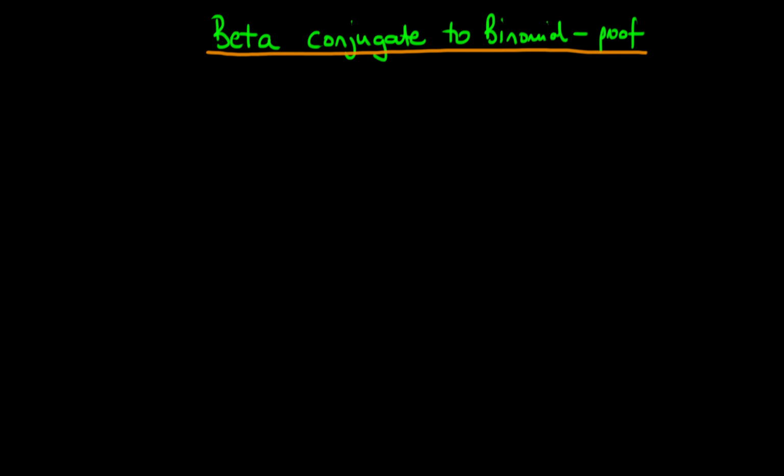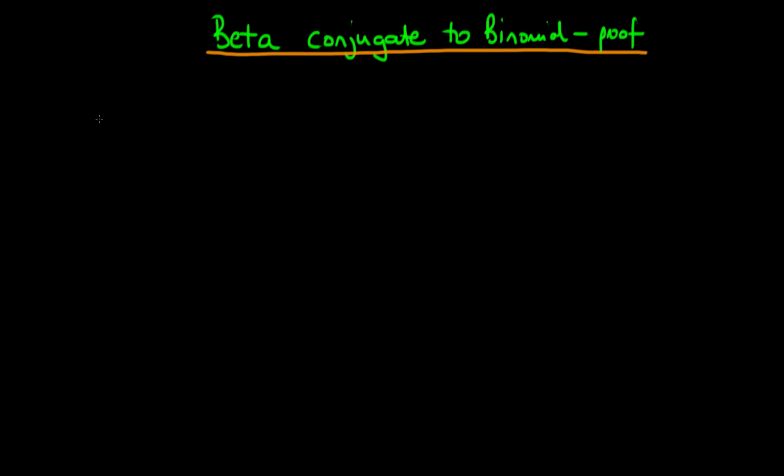In this video, I want to provide a proof of the fact that the beta distribution is conjugate to a binomial likelihood. I know in the last video I provided an intuitive proof of this, but here I want to provide a complete and mathematically correct proof.